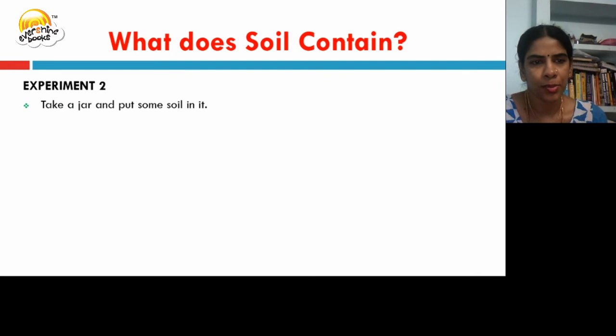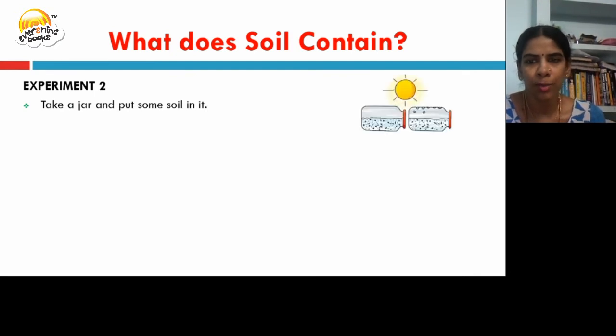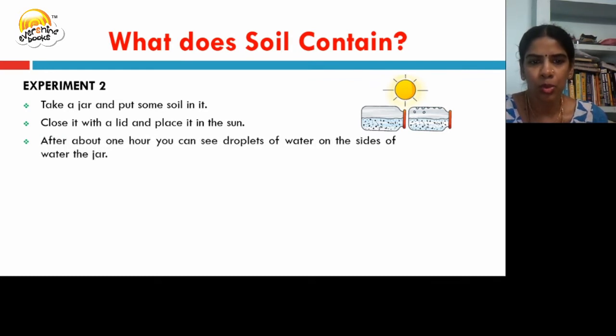Let us perform another experiment. Take a jar and put some soil in it. Close it with a lid and place it in the sun. After about 1 hour, you can see droplets of water on the sides of the jar. This shows that the soil has water.